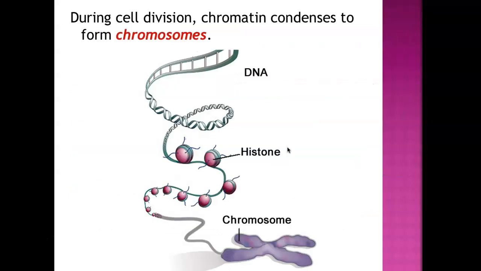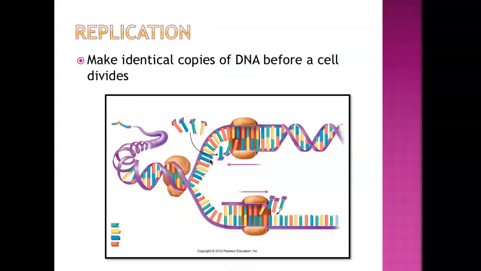So during cell division, chromatin condenses and forms chromosomes. So this is where chromosome comes from. Chromosome is DNA, but it's DNA tightly packaged with that histone protein. Right? And that just makes sure that things don't get all loose and tangled up in a big mess. So it's very organized. And so what happens with DNA inside of the nucleus is that it's going to be copied. And it's a process called replication.